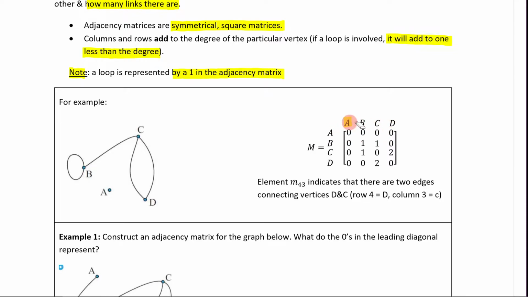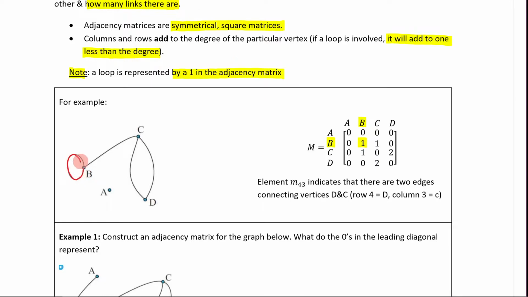Let's now go to the next one. How many different ways is B connected to A? Well, B isn't connected to A. That's why there's a 0 there. Let's go to the next one. How many different ways is B connected to B? Well, do you see how I've got this loop going on here? So that means B is connected to B through one way. So that's why we'll put a 1 there.